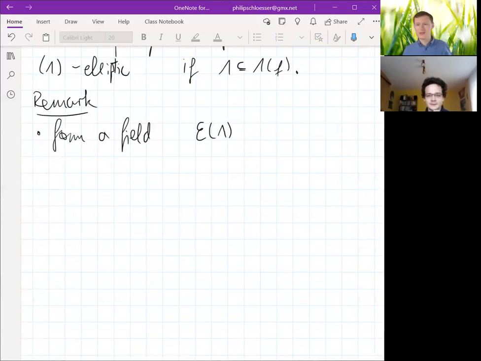Or let's say you multiply them and then you get something that might have removable singularities, and then you just remove them. Okay. Yeah, another remark that sort of ties into what I said before.